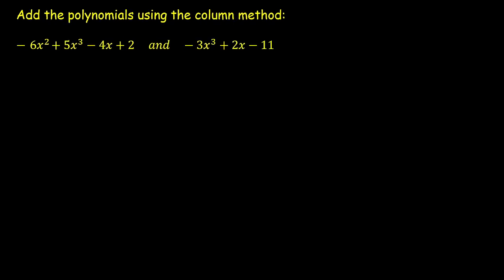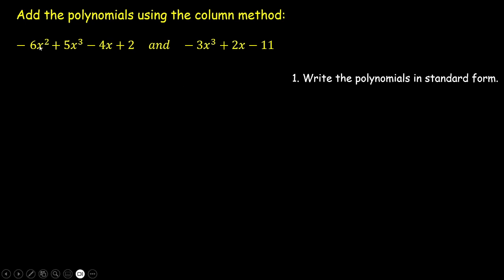Let us look at one more example. Now, the first step is to check if the polynomials are in standard form. So, the first polynomial here is not in standard form. Its degree is 3, so this term should be placed in the first place. So, 5x³, then we will have −6x², then −4x and +2. This one is already in its standard form. It is in the decreasing order of the degree of the power of the variable.